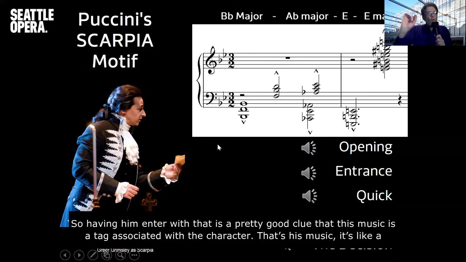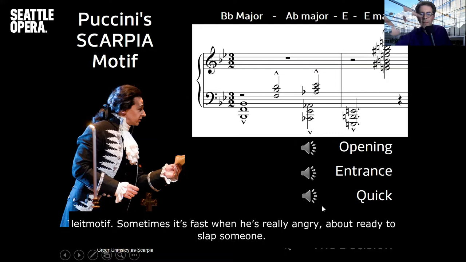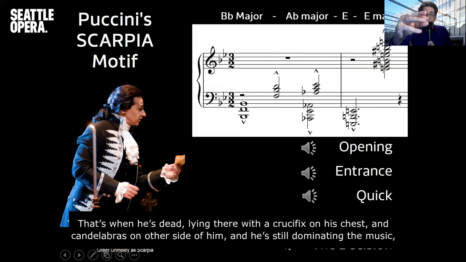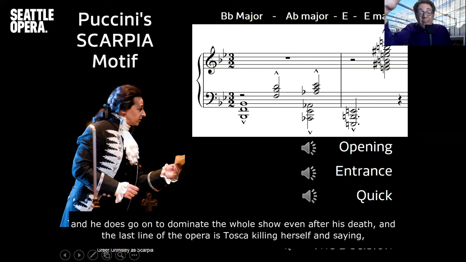So having him enter with that is a pretty good clue that this music is the tag associated with the character. That's his music. It's like a leitmotif. Sometimes it's fast when he's really angry and about ready to slap someone. Sometimes it's slow, when he's dead, lying there with a crucifix on his chest and candelabras on either side of him, and he's still dominating the music. He does go on to dominate the whole show even after his death.